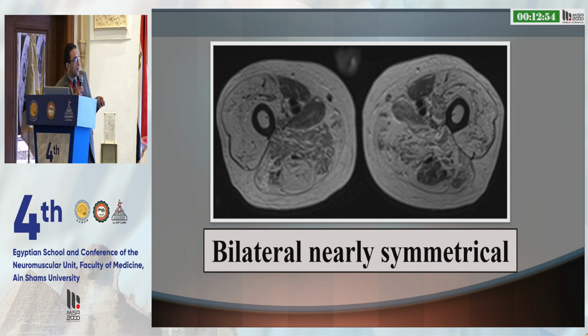Bilateral nearly symmetrical. If we look at the semitendinosus muscle, on the left side it looks more or less nearly normal, yet on the right side it is affected. But other muscles, such as the quadriceps, are nearly the same between the two sides. So it is symmetrical, but nearly symmetrical, not typically symmetrical.